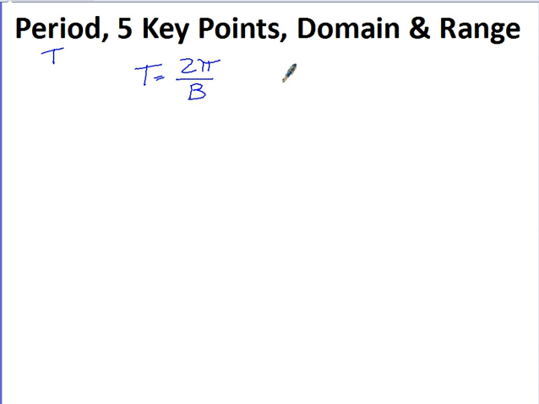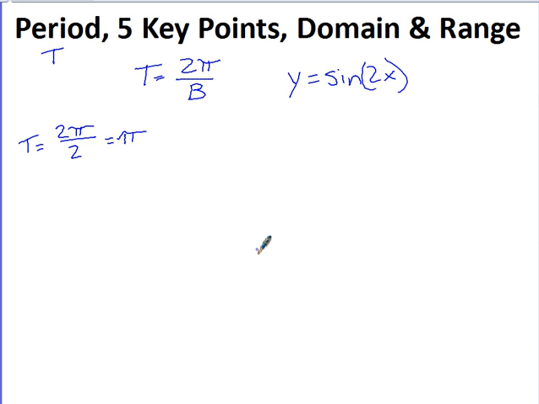So we're going to use as an example y equals sine of 2x. If I were to graph this, the first thing I would do is find the period. So T is going to be equal to 2 pi over B, and B in this case is 2. So the period of y equals sine 2x is pi.